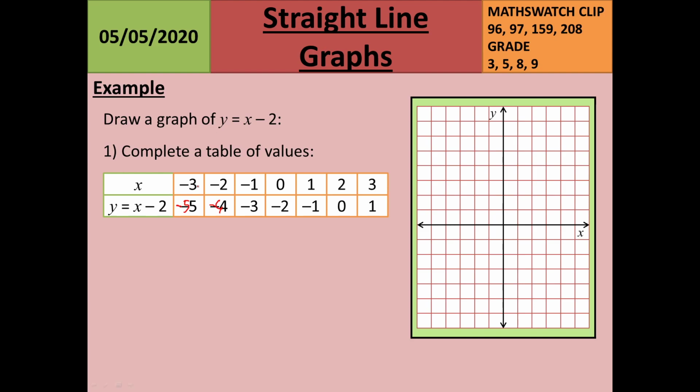Next thing is plot some coordinates. So minus 3, minus 5, so that's minus 1, minus 2, minus 3. Minus 3 is there, minus 1, minus 2, minus 3, minus 4, minus 5 is down there. Remember, go along the corridor and then up the stairs. Minus 2 is there, minus 4 is here. Minus 1 is there, minus 3, 0, minus 2, 1, minus 1, 2, 0, and those are our last points.